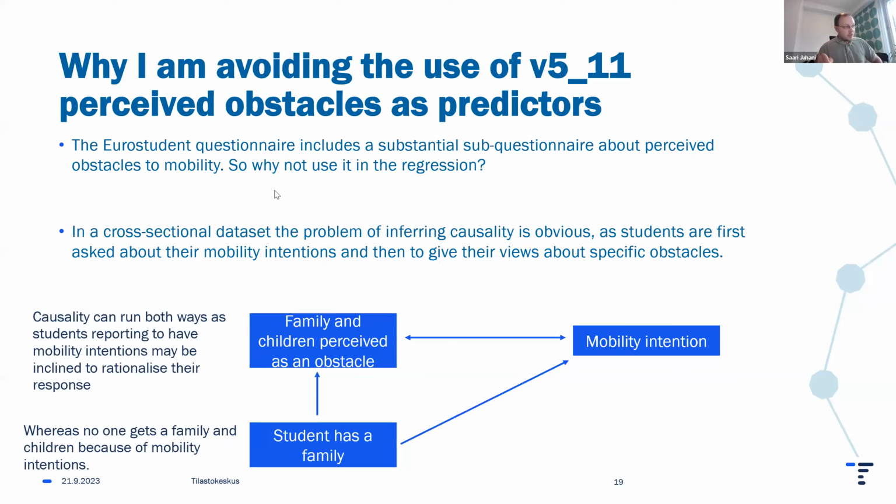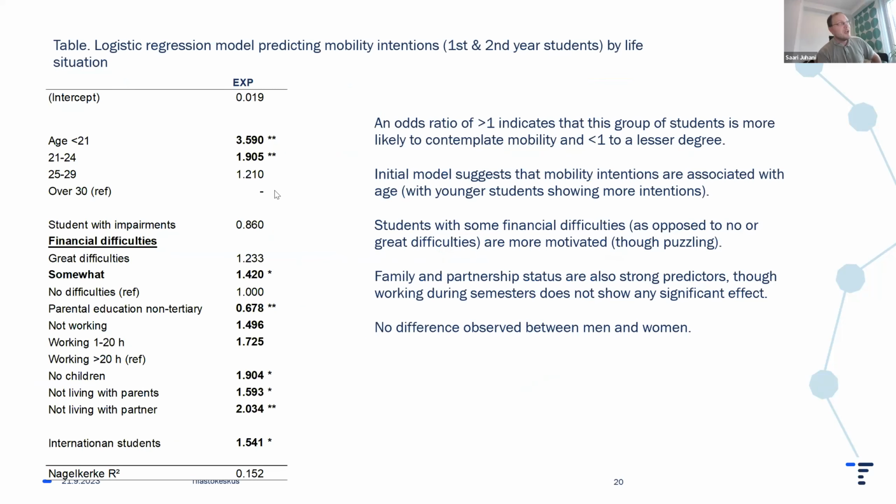But the way I argue is that if a student has a family, then having a family might be affecting mobility intentions, but not the other way around. No one gets a family because they say in a questionnaire that they're going to study abroad. But enough of that. Proceeding to the actual research findings. Now, the first initial model that I'm fitting to the data, with the aforementioned omission of certain groups of students, predicts the following. These are the predictors related to students' current life situation.